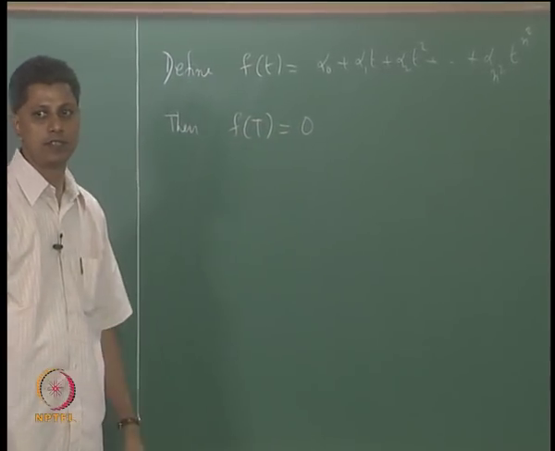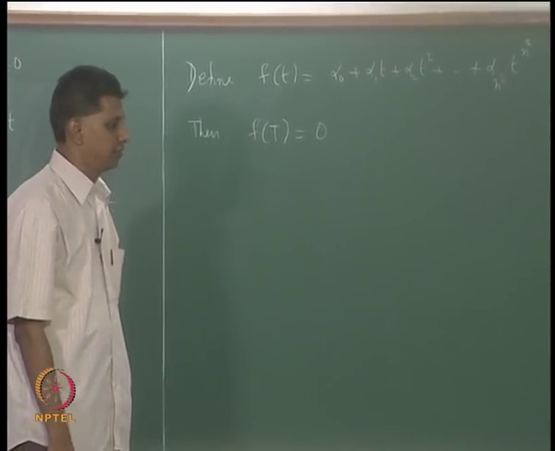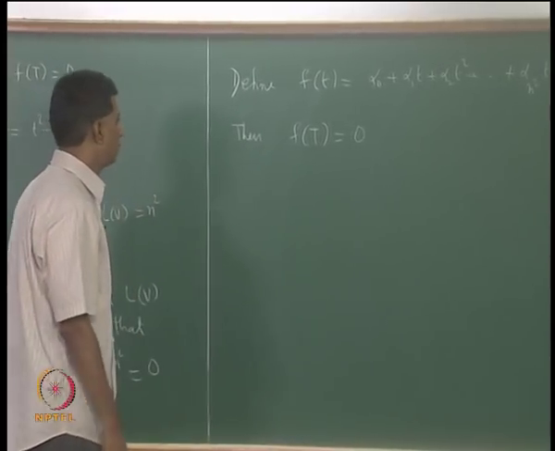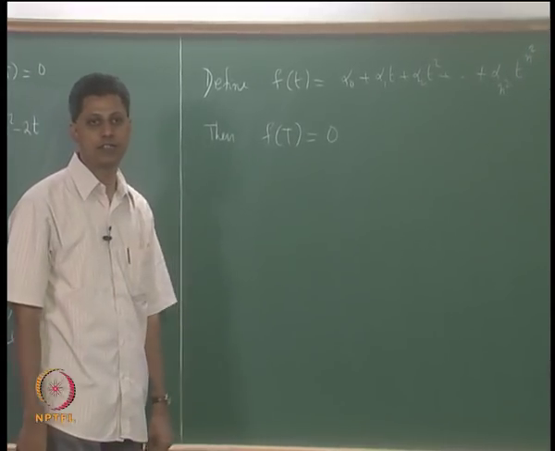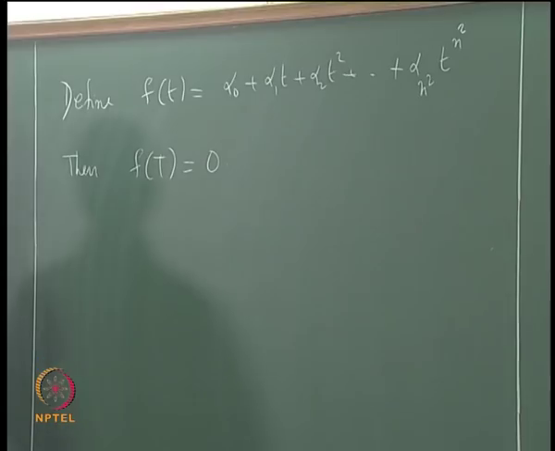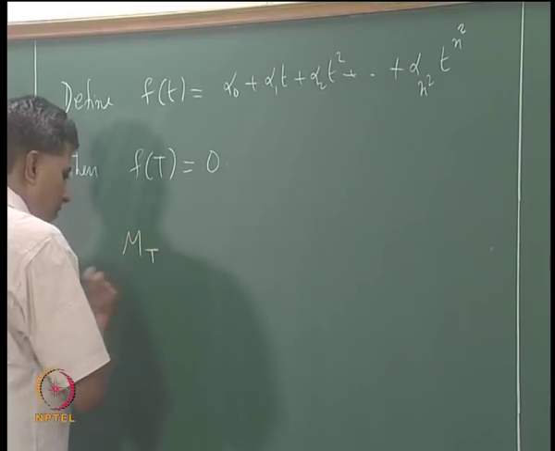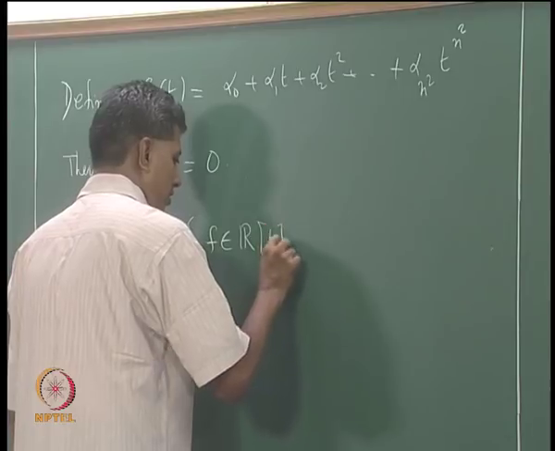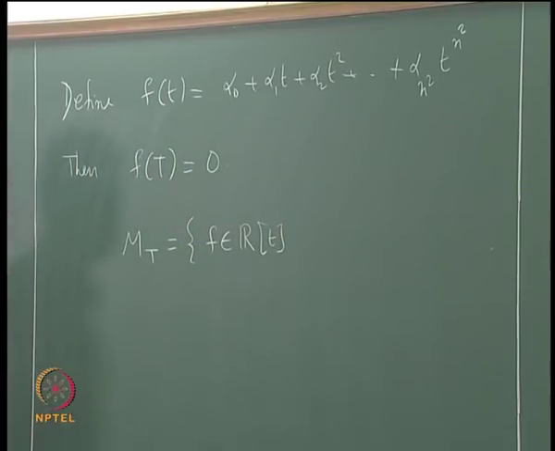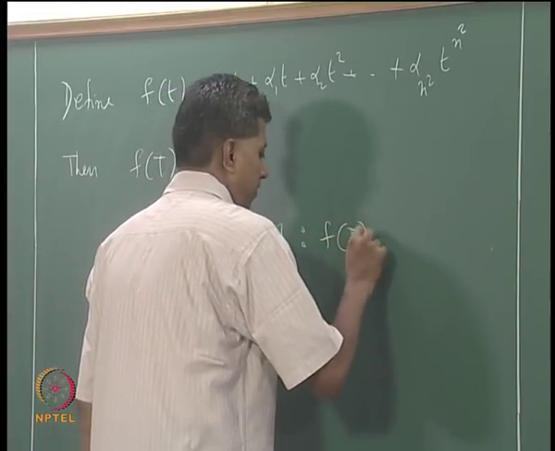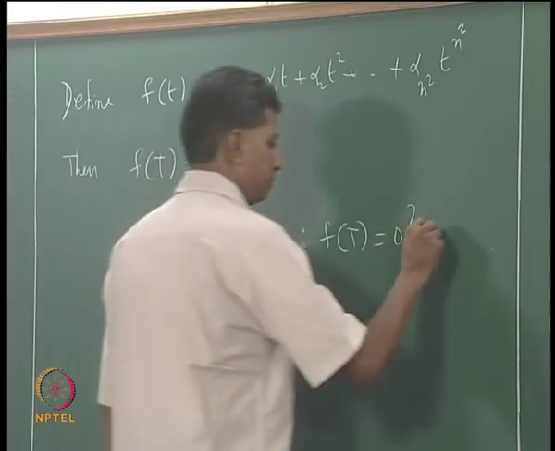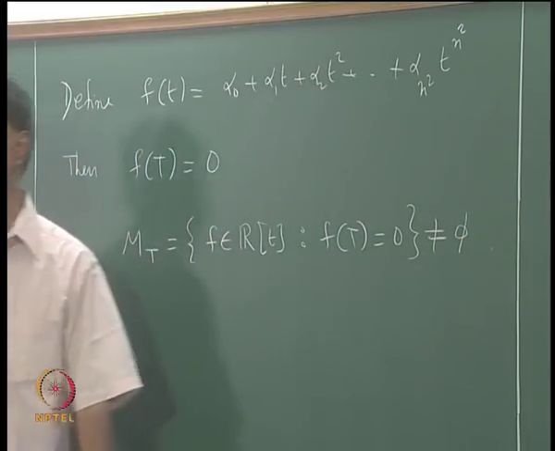So we have proved in the general case also, for any linear operator on a finite dimensional vector space there is at least one polynomial. In fact, there are infinitely many. There is at least one polynomial f that satisfies f of T equals the 0 operator. As I described yesterday, we look at the collection M_T, the set of all polynomials f in R[t], with real coefficients over the real variable t, such that f of T equals the 0 operator. What we have just now shown is that this is not empty, for any operator.